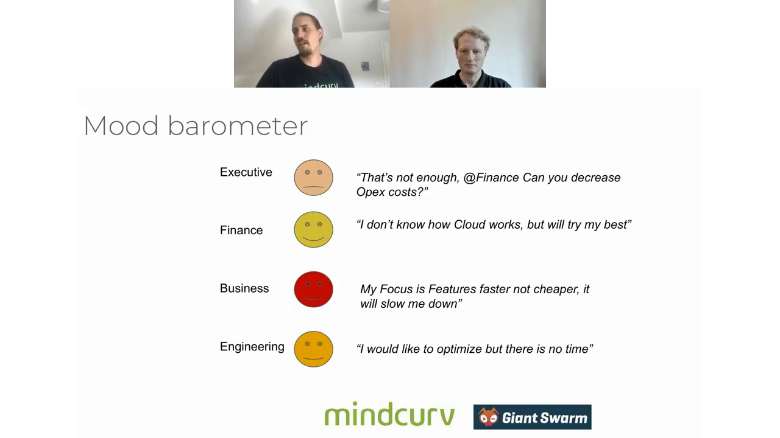Executive: that's not enough. They are now pushing hard for finance to decrease OpEx costs. And finance says, I don't know how this works, but I will try my best. Business says, uh-oh, my focus is actually features, faster, not cheaper, so it will slow me down. I will not meet my targets here. So they don't feel really good about it. And engineering says, well, I would like to optimize, I really would like to do it, but I don't have time for this. No one gives me the time.